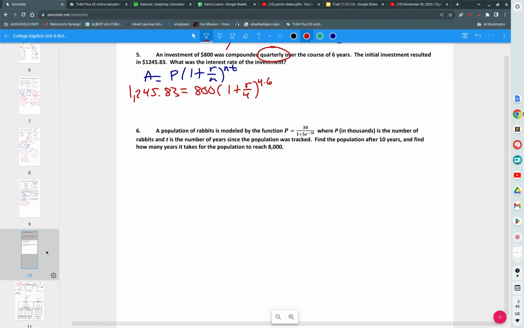So I want to solve that. How are you going to solve that? Got to solve for r. Divide by the 800, good, and you get 1.557 is equal to 1 plus r over 4 raised to the 24th power. I've got to access the r value. How?